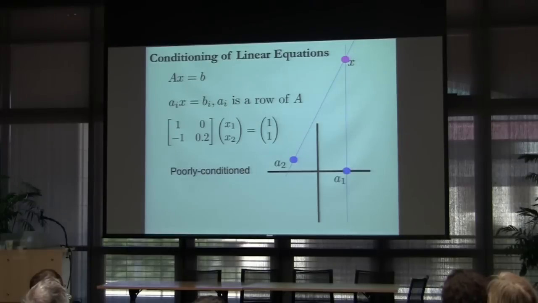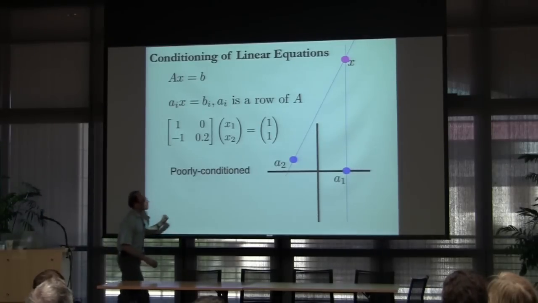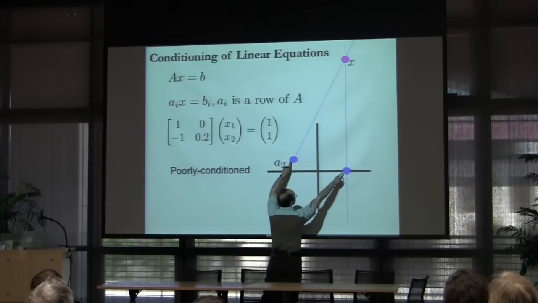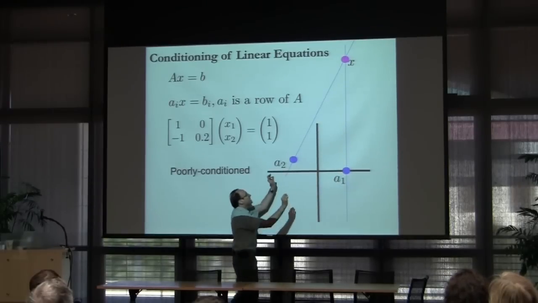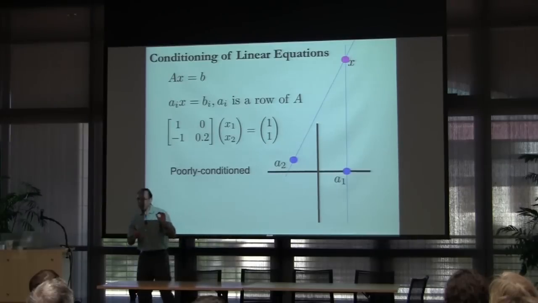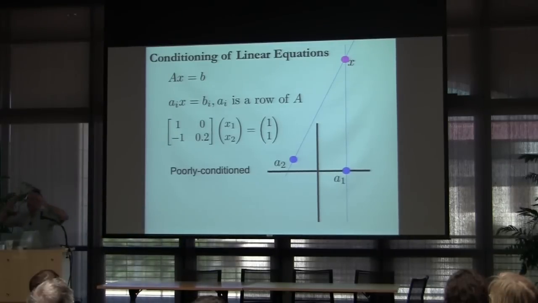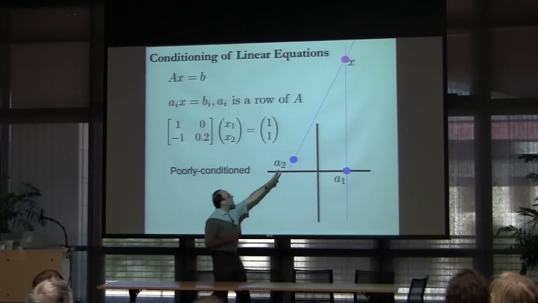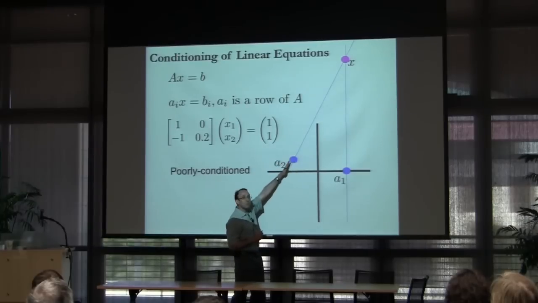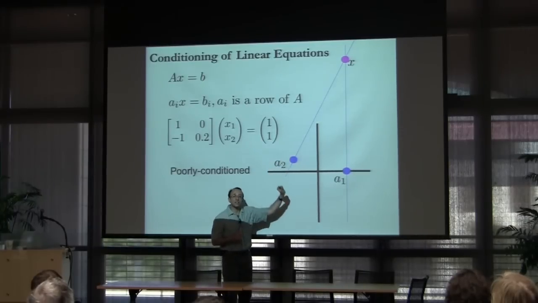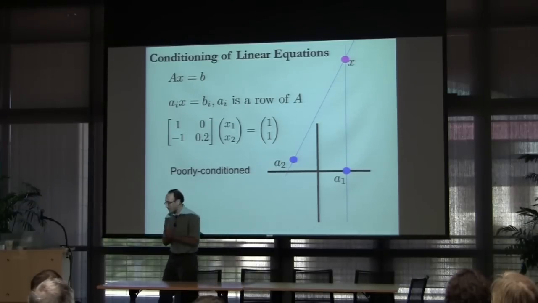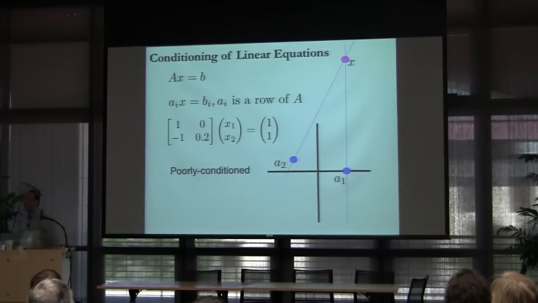Let's look at a poorly conditioned example. In this case, I've tried to draw two points that are almost the same line. Here's the origin, but not exactly. In this case, you can see these two lines make a sharp angle with each other. Then, for one thing, slight changes in the b_i's, which tell you how far out this line should be, will move the point x a lot. And similarly, slight changes in the angles between these two lines will move the point x a lot.